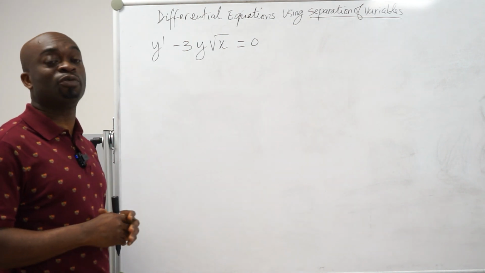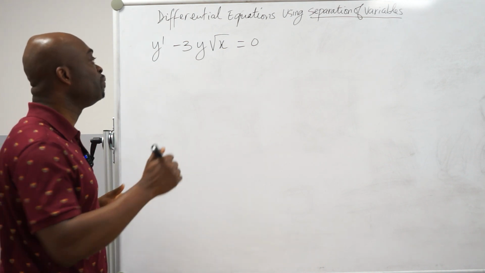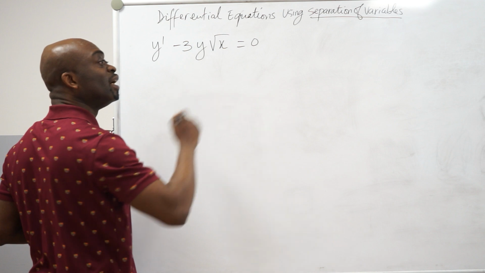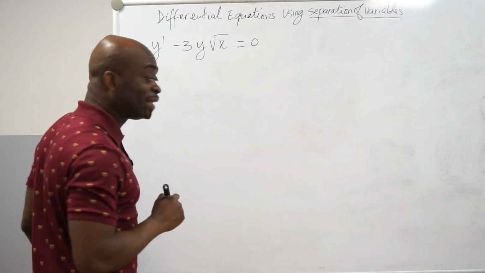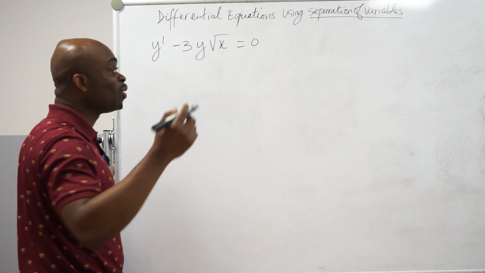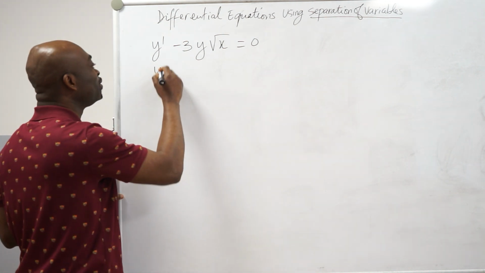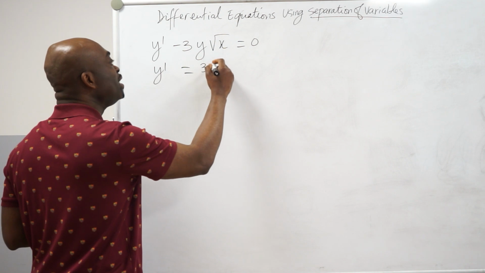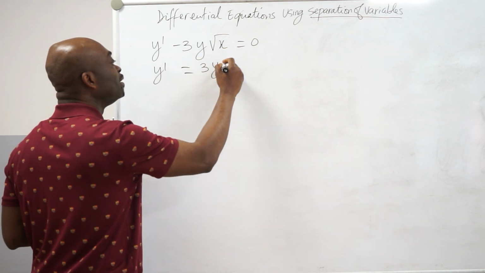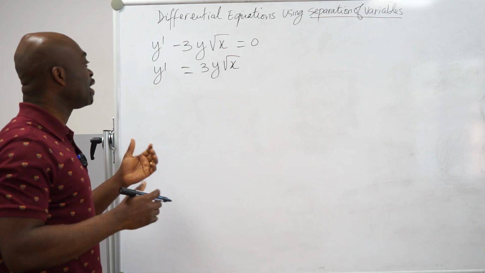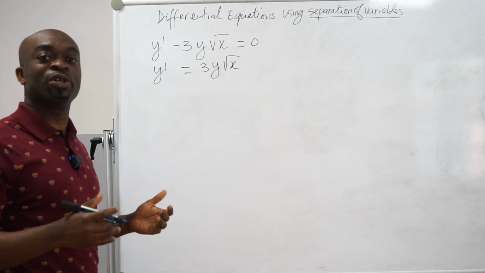So what do we do? Remember, we have x on this side already, so we're going to get it to the right side. But it is connected to negative 3y square root of x, so we have to move it to the right side by having positive 3y square root of x. Okay, so you have 3y square root of x. What else can we do?